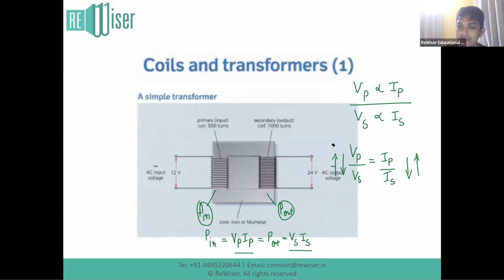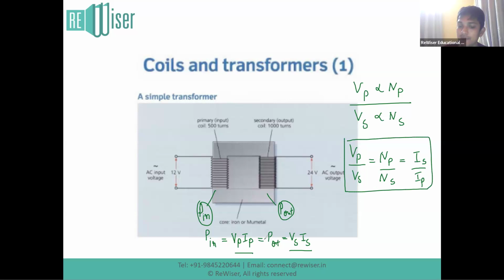I think I've made a mistake here. I should have written N for number of turns. Voltage is proportional to number of turns: Vp by Vs equals Np by Ns. That's it. I'm sorry for the mistake. Please make sure you get this correct. This is equal to Is by Ip, because of this equation: VpIp equals VsIs. This is your transformer turns ratio equation.